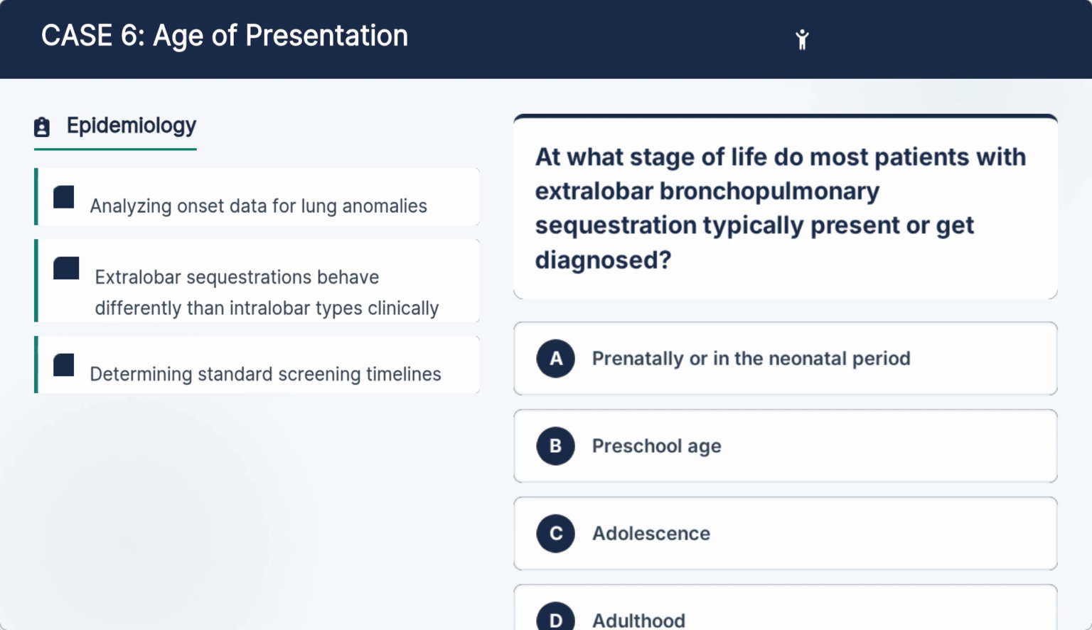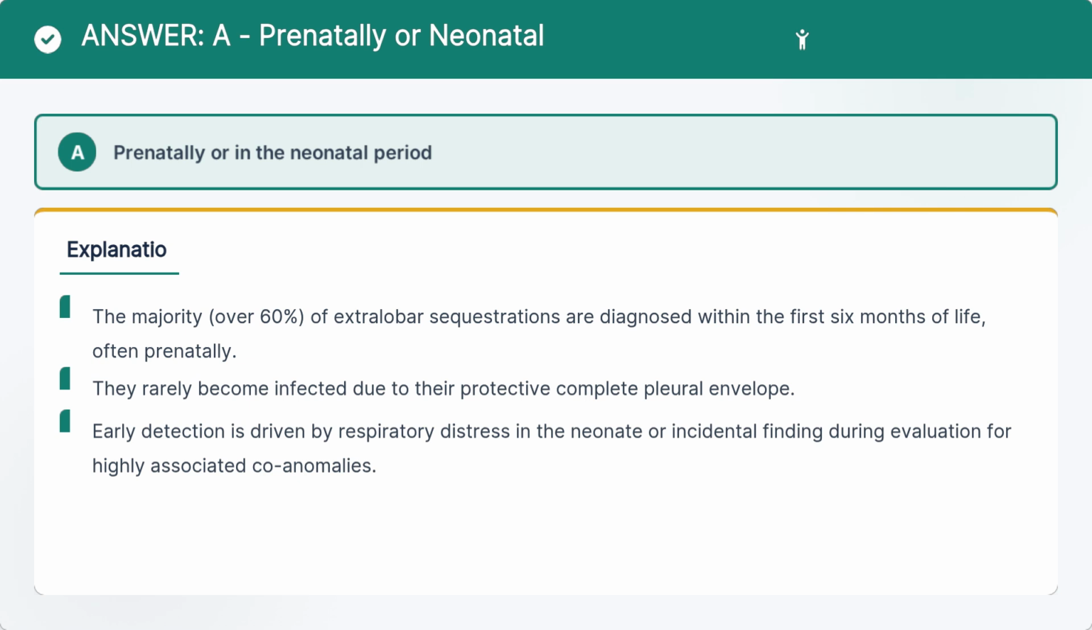Option A, prenatally or in the neonatal period, within the first 6 months of life. Option B, in early school age, between 5 and 8 years old, during evaluation for respiratory symptoms. Option C, in adolescence, following a first episode of hemoptysis. Option D, in adulthood, as an incidental finding on imaging for an unrelated problem. Think about what features of extralobar sequestration drive its early detection. The correct answer is option A, prenatally or in the neonatal period.